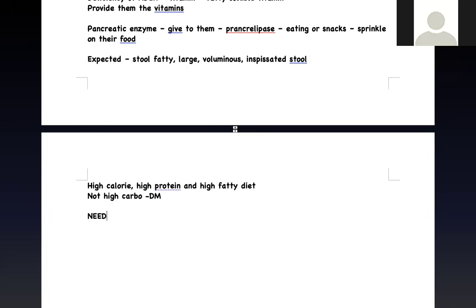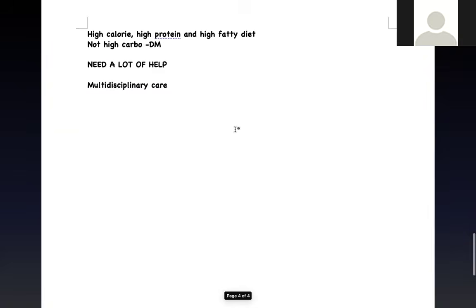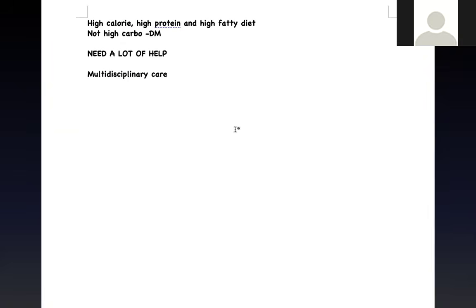They will need a lot of help. So this is the patient that will need multidisciplinary care involving a case manager, even a social worker, respiratory, everybody is involved to take care of this patient. So that's that information. I told you straightforward. You've got to listen carefully, right?